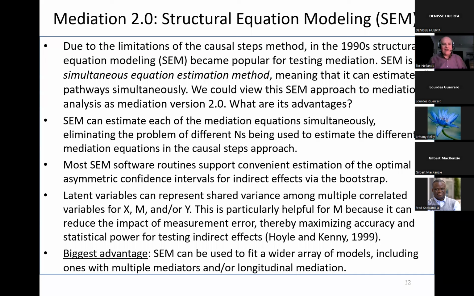Another advantage of SEM is that latent variables can represent shared variance among multiple correlated variables for X, M, or Y. And there's research from Hoyle and Kenny that shows this is particularly helpful for the mediator M because it can reduce the impact of measurement error, thereby maximizing accuracy and statistical power for testing indirect effects. So that's a very nice feature as well. But probably the biggest advantage among all of these is that SEM can be used to fit a wider array of models, including ones with multiple mediators and or longitudinal mediation.